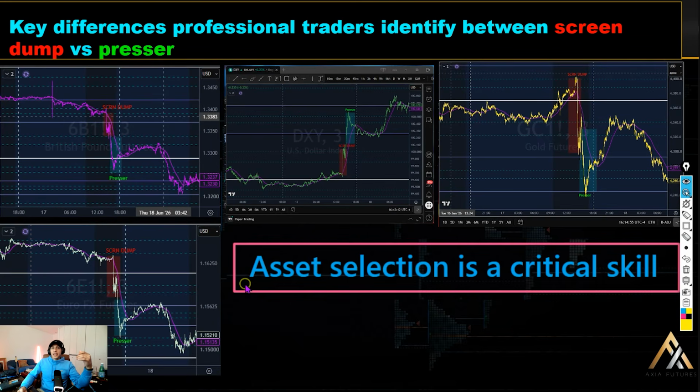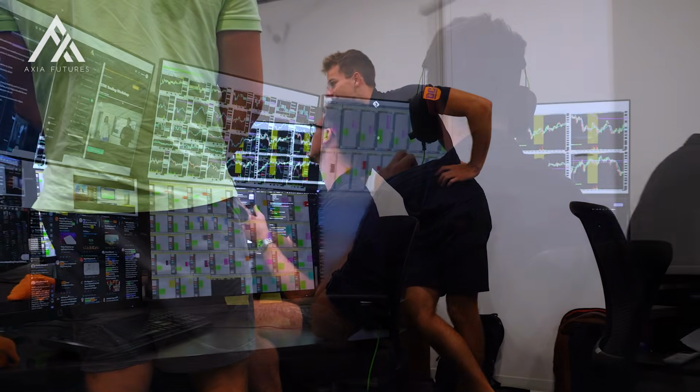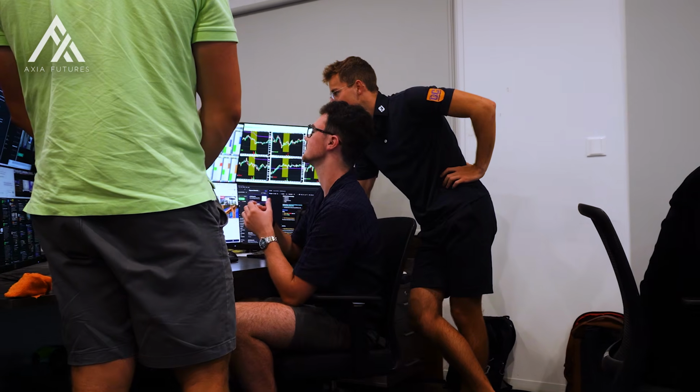Now, asset selection, however, is critical. And we're going to talk a little bit about some more of the assets that were kind of more favored by Axia traders and some that maybe wouldn't have been as favored or perhaps as opportunistic.